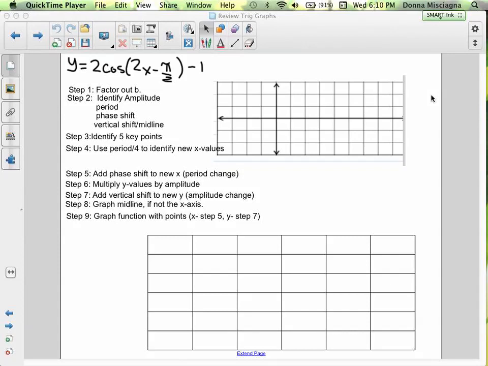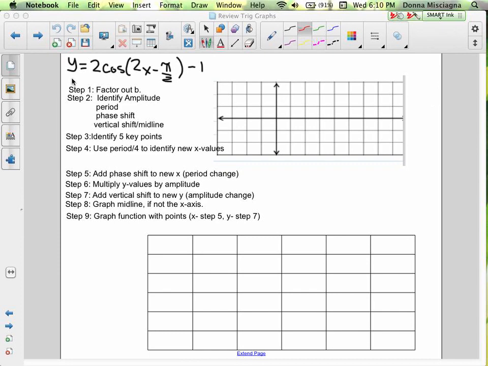Welcome. So now let's graph this one. We have y equals 2 cosine of 2x minus pi halves, minus 1. The first thing we need to do is factor out b. So b is the coefficient on x. So b is 2, right there.